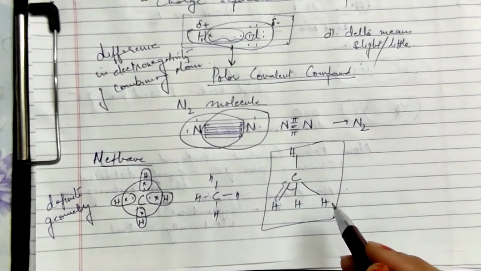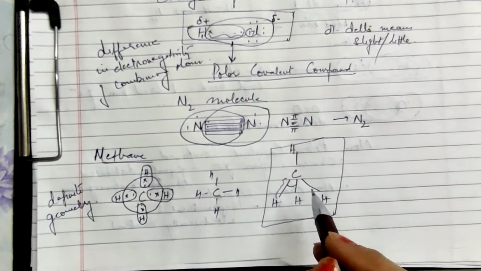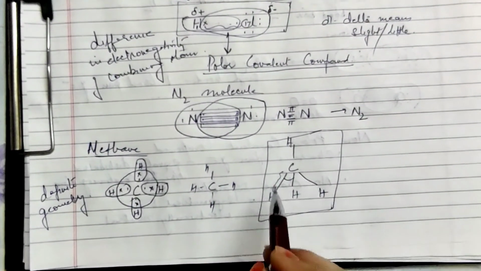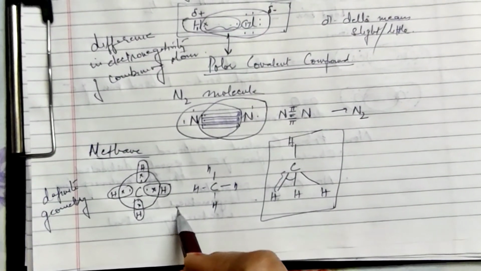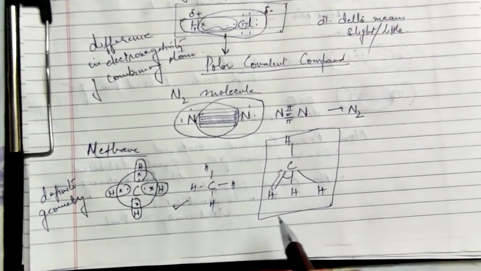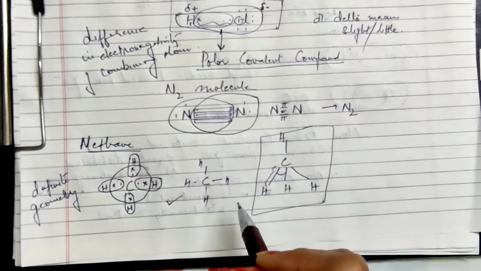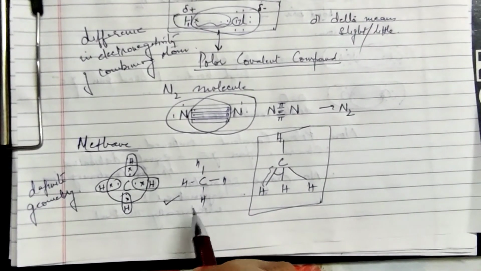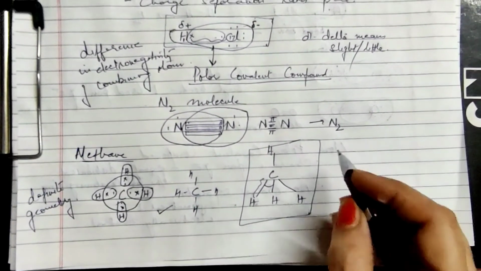But in this class, we are not going to teach you about the geometry of the covalent compounds. So even if you are representing the methane molecule like this, it is accepted. It is understood. So we will presume that the structure of methane molecule is like this.